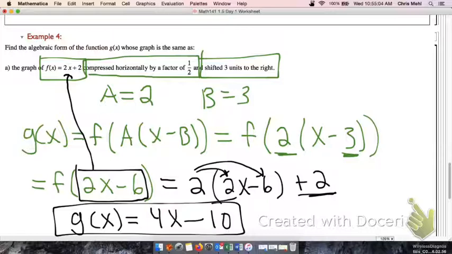And again, what I want you to notice is the original function was linear with slope 2 and y-intercept 2. And after applying those transformations, you still end up with a linear function, but the slope is now 4 and the y-intercept became negative 10. Okay.